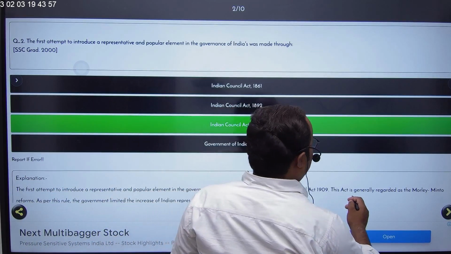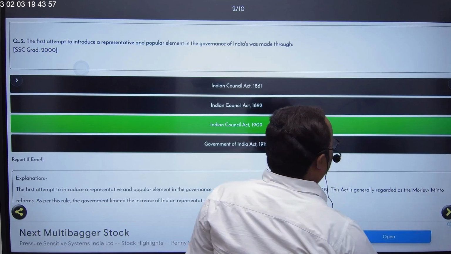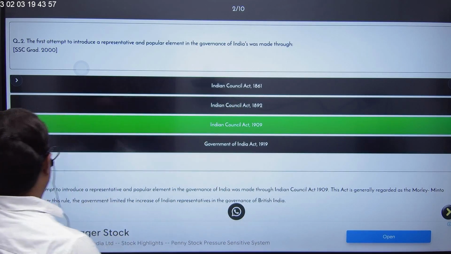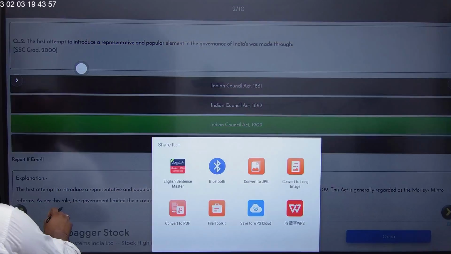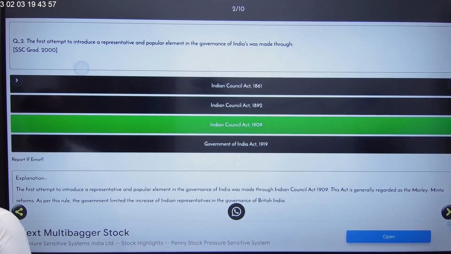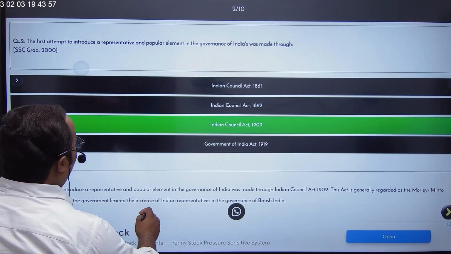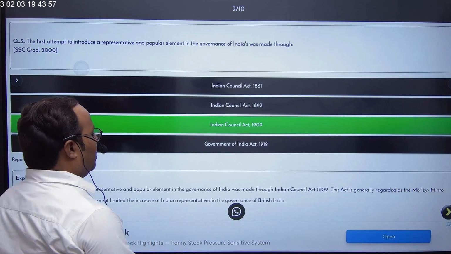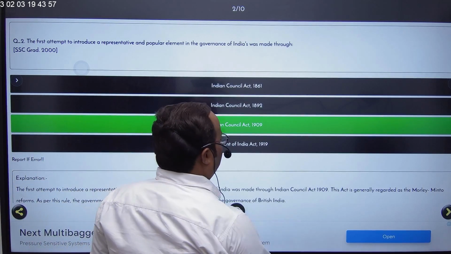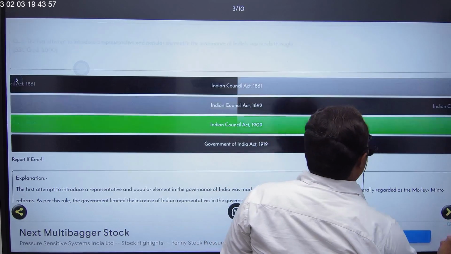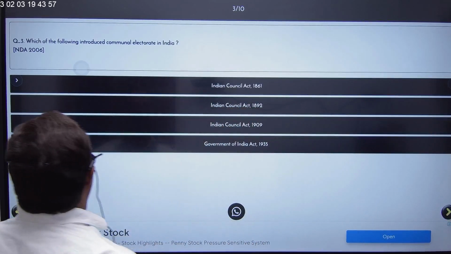This act is generally regarded as the Morley-Minto reforms. As per this rule, the government limited the increase of Indian representatives in the governance of British India. So this was the second question. We are going to study the third question.